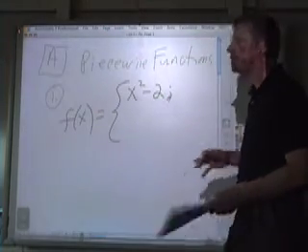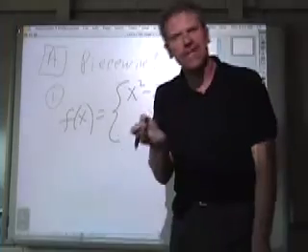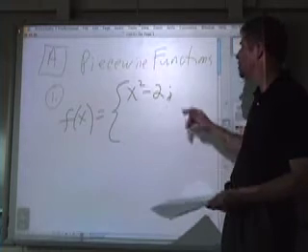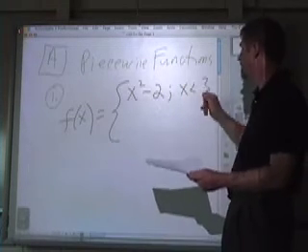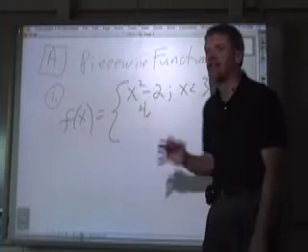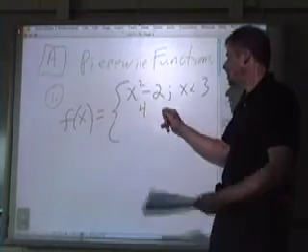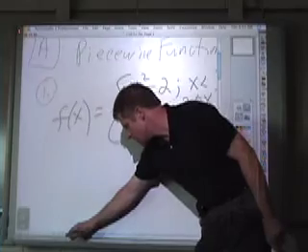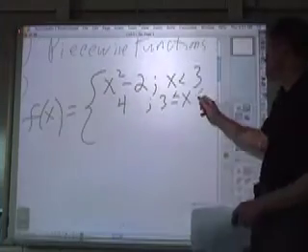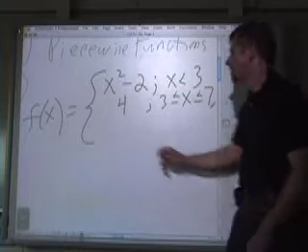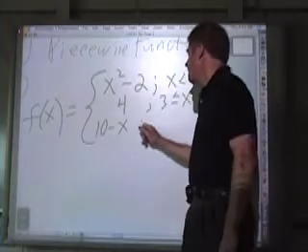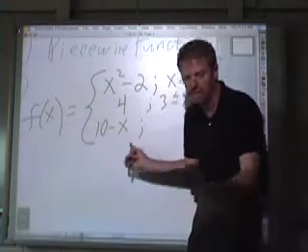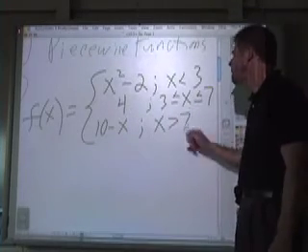To the overhead projector. We have a piecewise function, and I'd like you to think of this in terms of the golf ball machine. There are 3 rules in this function. X squared minus 2 is the rule that we follow when x is less than 3. 4 is the height of each golf ball, provided that the golf ball number satisfies 3 is less than or equal to x is less than or equal to 7. And 10 minus x is the rule for turning inputs into outputs, or the rule that tells you the height of the golf ball in the event that x is greater than 7.